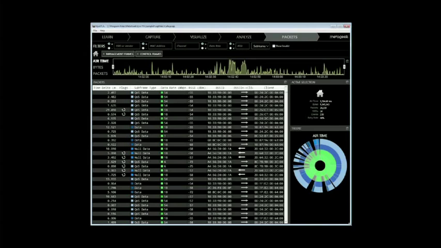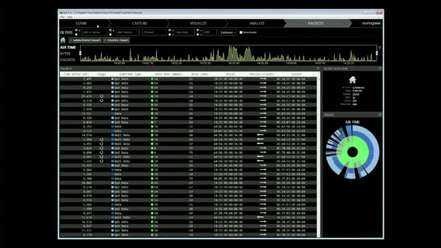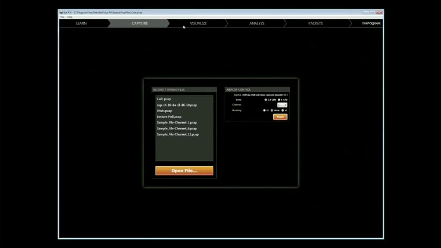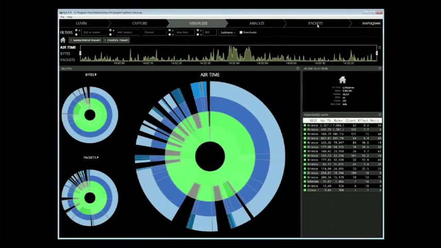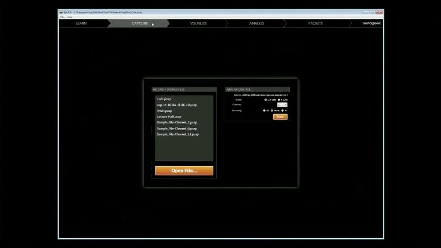Okay, so this is what IPA looks like, and you'll look across the top. We have a Learn, Capture, Visualize, Analyze, and Package tab. Okay? And this is kind of your workflow. We want to make troubleshooting very easy to do. We want to make it a process.